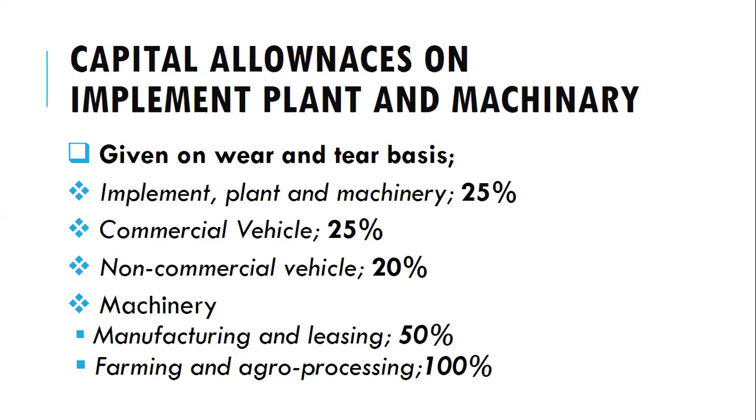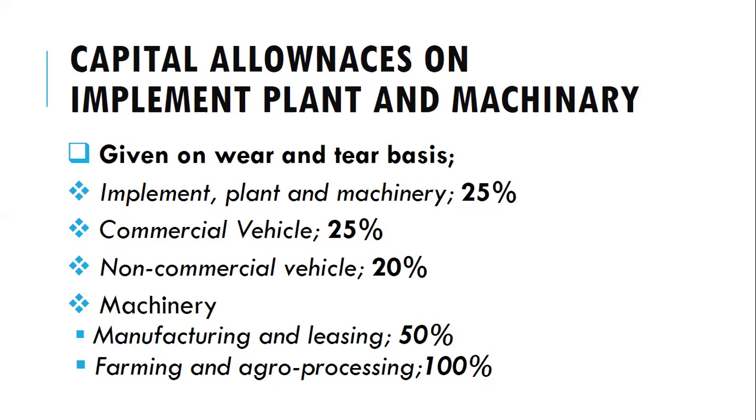And then the rate is 20%. For commercial vehicles it is 25%. And then any other implements, plant and machinery is 25%. And then machinery that is used in manufacturing, that is 50%. So if you've got equipment or rather machinery that is used specifically for manufacturing, 50% is charged as capital allowance, right? And the other point I didn't mention is capital allowances that are charged on a wear and tear basis, right?